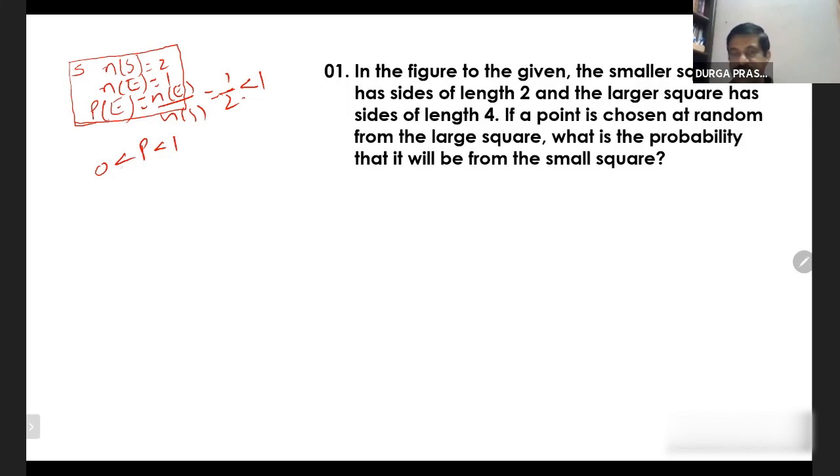Otherwise, it can also be equal to 0 when there are no possibilities, and it can be equal to 1 if everything that happens is favorable. So it should be greater than or equal to 0, less than or equal to 1. But generally, it will be greater than 0, less than 1. If no event that occurs there is favorable, then I can say it is 0. If all the events that are happening there are favorable to us, then I'll say equal to 1. So this is how it goes on.